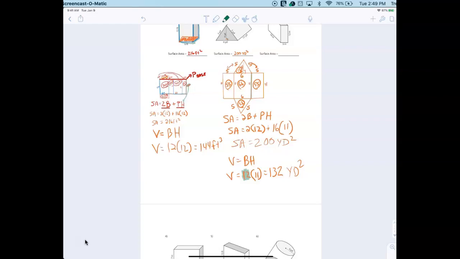And then the height is what? 11. So the formula, or I'm sorry, the volume would not be squared. It would be what? Cubed. It would be cubed. All right? Is everybody with me on that? Any questions or concerns?